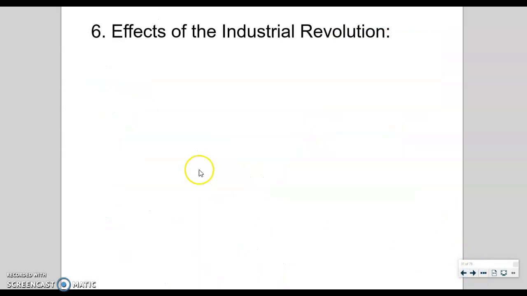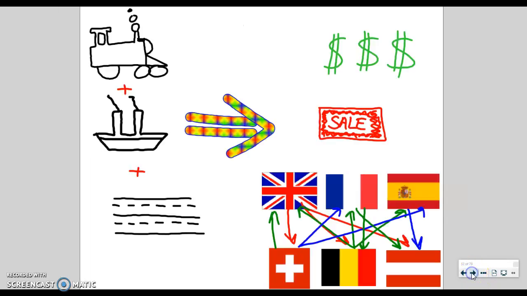The last picture in these picture notes are the effects of the Industrial Revolution. So for number 6 in your notes, you're going to write down effects of the Industrial Revolution. And then in your description of this picture, I want you to talk about how the Industrial Revolution is going to spread, right? Because of trains, steamships, and paved roads, we see an increase in transportation that allows for easier transport and trade of goods.